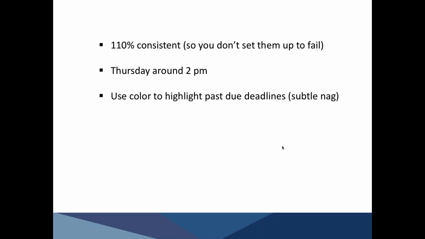team, your account team. So you're going to use color like red or orange, or I don't care what it is, but you're going to use color to highlight these things are done. And in particular, past due deadlines or things that are coming up. So again, this is a subtle visual nag for you to remind your client that you're waiting on stuff.